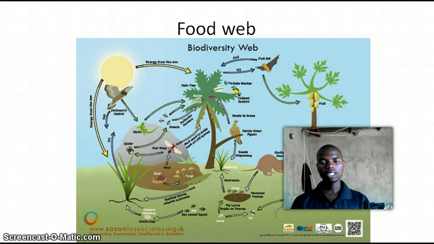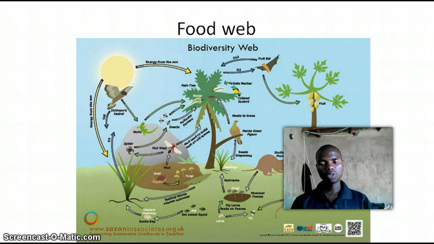After photosynthesis, the herbivores go and eat the plants, and then the carnivores go and eat the herbivores. So the energy flows from the sun to the plants, the herbivores, to the consumers, and ends up in mushrooms, which are microbes, and then it is recycled.